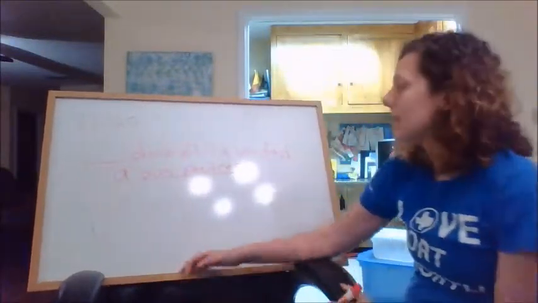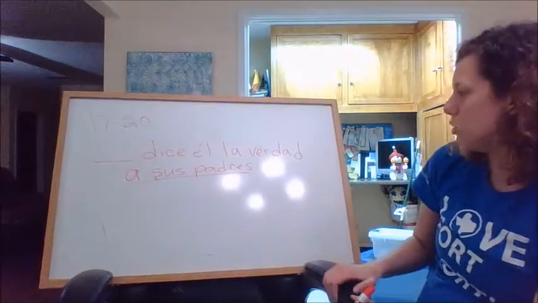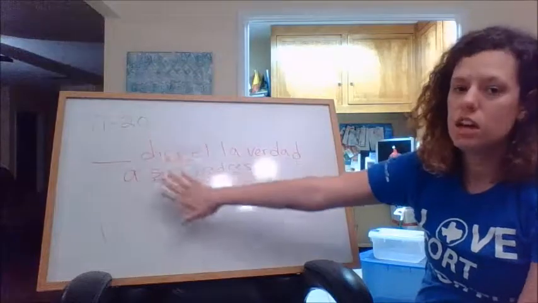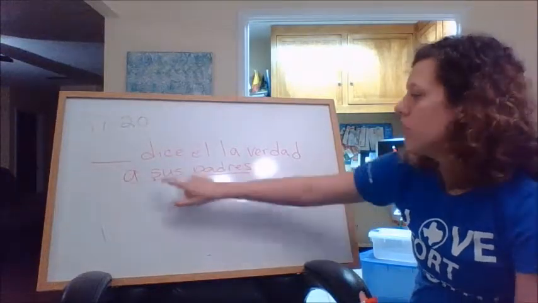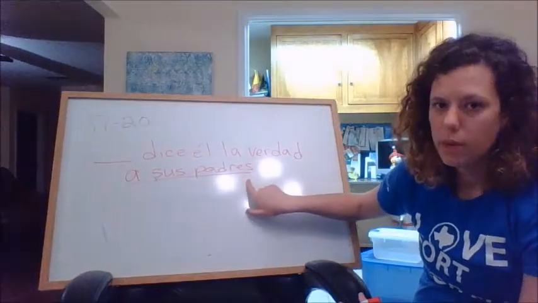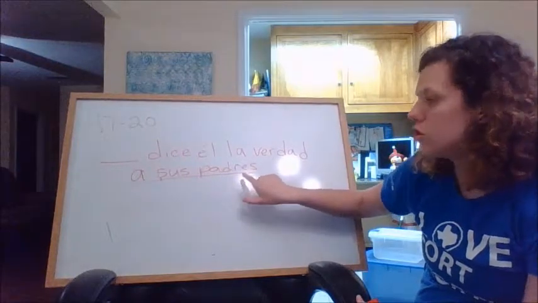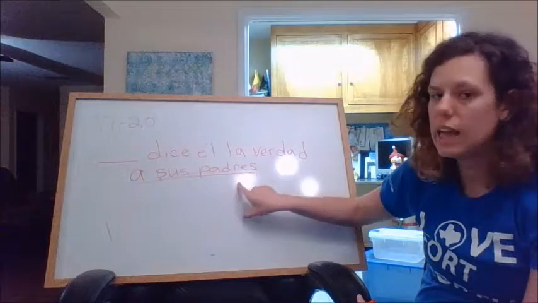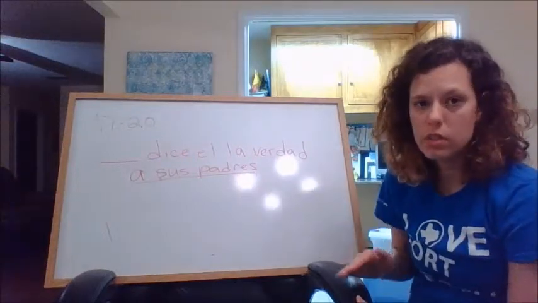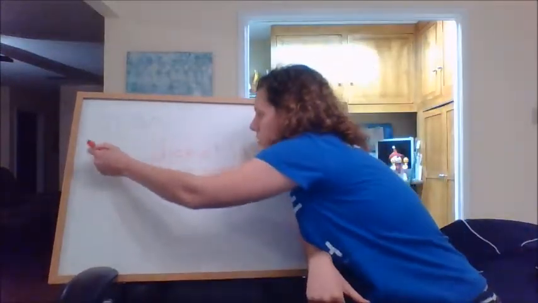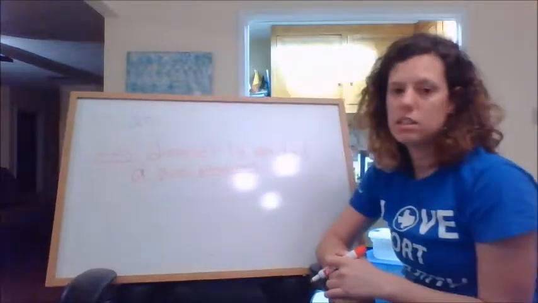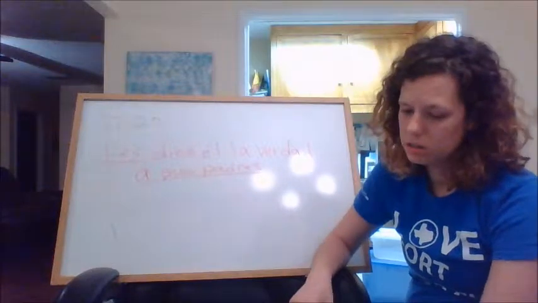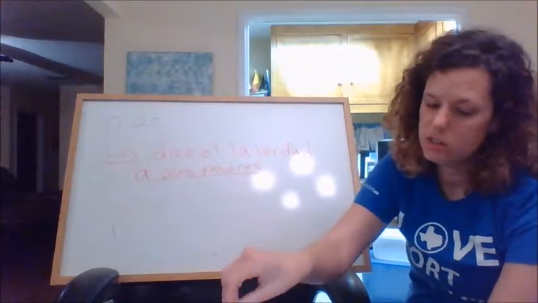Okay, blank dice la verdad a sus padres. This is saying he says the truth, or he tells the truth to his parents. Here's your indirect object, okay? What pronoun has to go with this? It's plural, it's third person, so it has to be les. So you don't have to rewrite the sentence or anything. All you have to do is write les in the blank, okay? All right, that should be good.